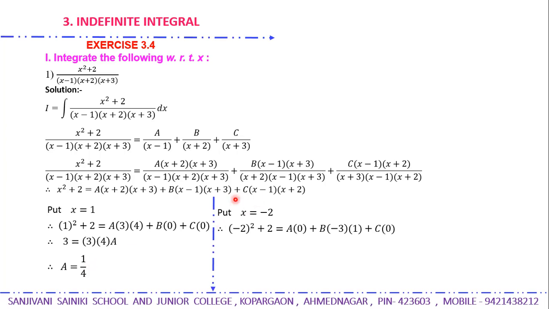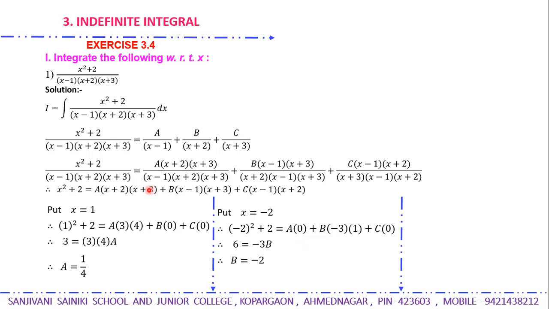Similarly, put x equal to minus 2. After putting minus 2, this factor becomes 0. This factor also becomes 0. So in this case, you will get the value of b, that is minus 2.